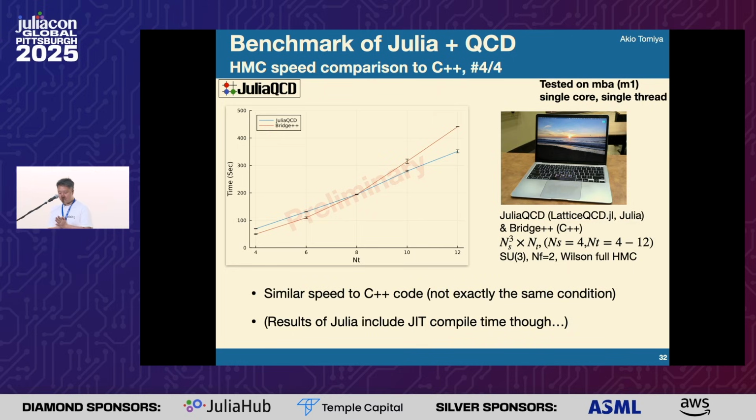And the final benchmark is on this laptop, where I compare C++ and Julia. The lattice size, the system size, is quite small, but it scales similarly. That means that JuliaQCD is not much slower than C++. More or less the same speed, I think.